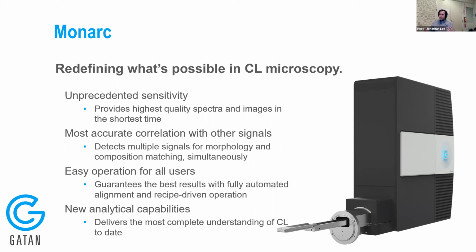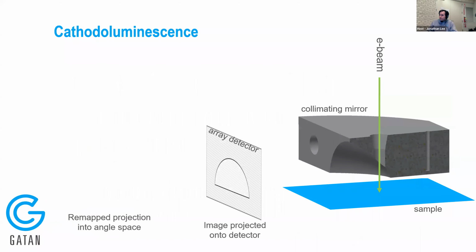The Monarc brings with it a whole slew of automated processes that will assist users in finding optimal positions for acquiring the light, for coupling the light back into the system. We'll talk about that in a little while. And then GMS is also coming with some new analytical capabilities, including a nonlinear least squares fitting protocol. So that's pretty nice for us.